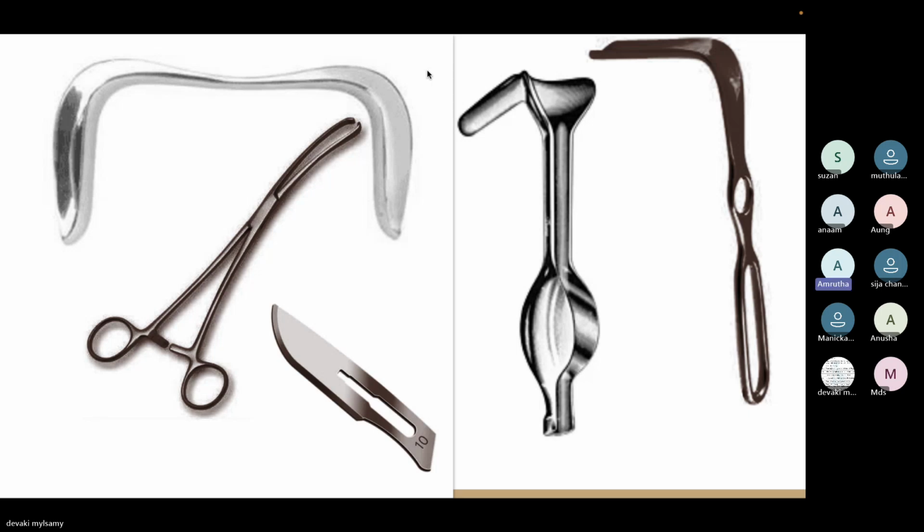The peritoneum will be sutured, and the vault can be left open.